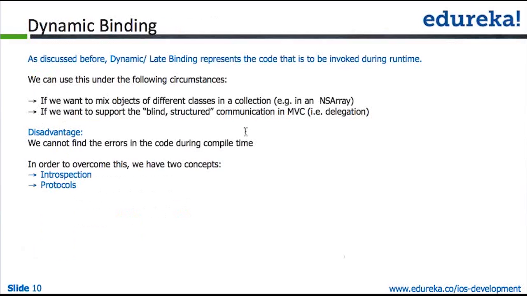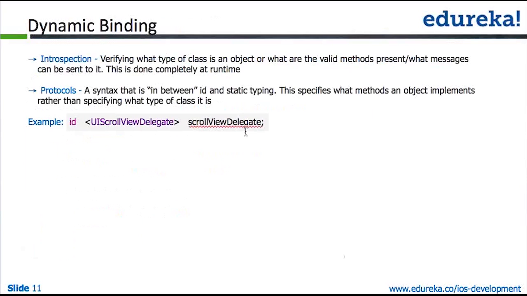So what are these? Okay, introspection is like reflection in Java. Basically, you try to find out what is the underlying type of the object, what is the class of the object. And this you do by invoking certain methods. And you also do it to find out what are the valid methods present. So if it is an object of a particular class, then you will know that the methods of the class can be called on this object. And all this introspection is done at runtime. So that is one way of doing it.